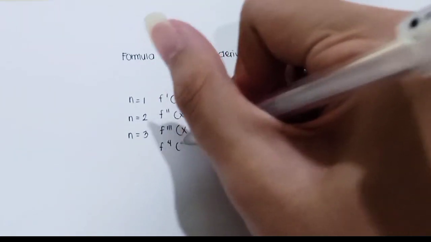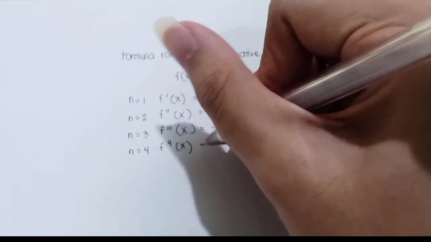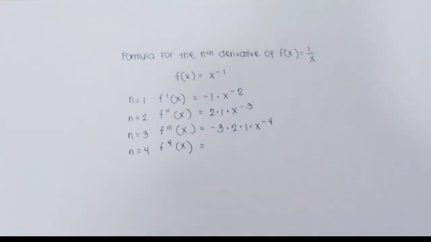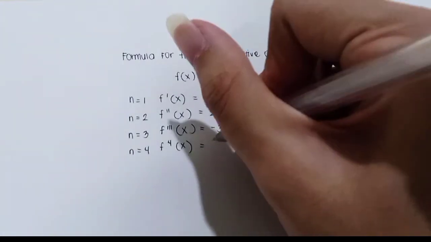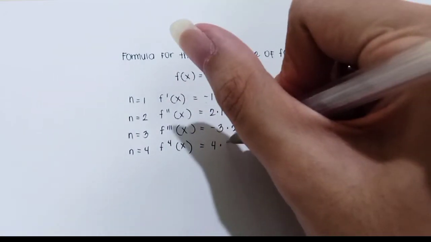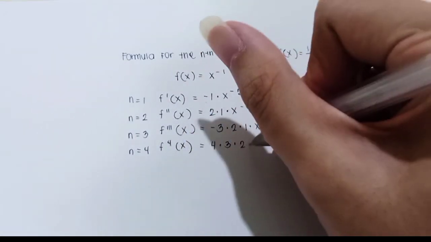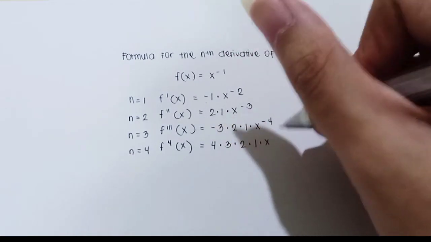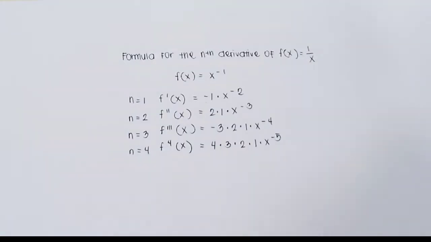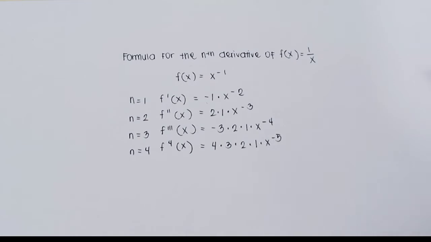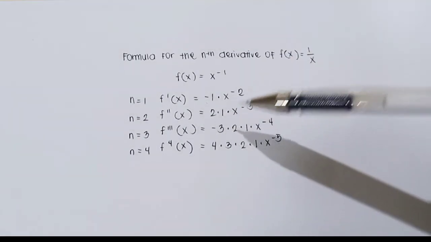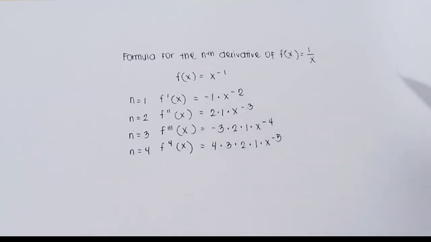Fourth derivative, f fourth prime of x, n equals 4, both are negative, so we have positive 4 times 3 times 2 times 1 times x to the power of negative 5. Now we didn't multiply these, 2 times 1, negative 3 times 2 times 1, so that we can see the pattern. So we can find the formula.